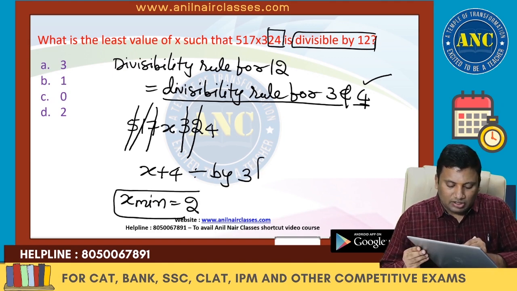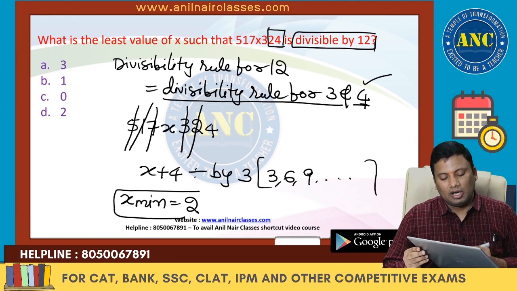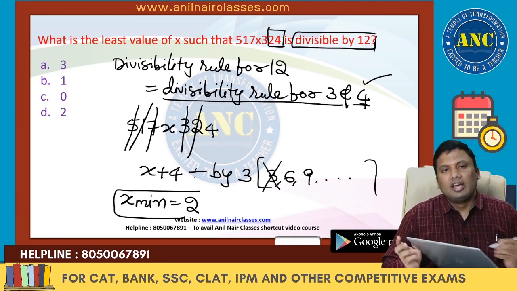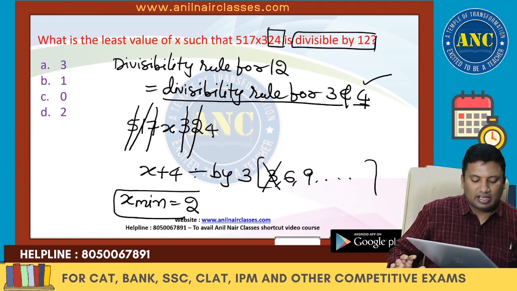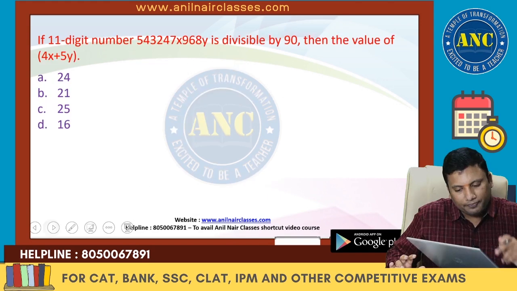Why? Because any number which is divisible by 3 is of the form 3, 6, 9 and so on. If x plus 4 is 3, x will become negative, but x is a digit. If x plus 4 is 6, x value will become 2.